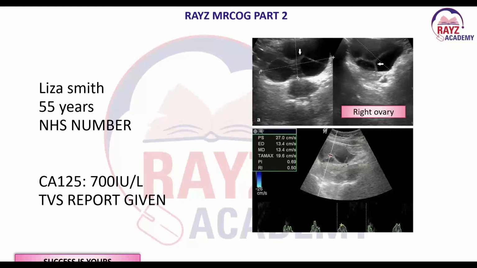Oh, do you mean I have cancer? No, this is not what I mean. This means that there is something abnormal, or an abnormal growth, inside your ovary.